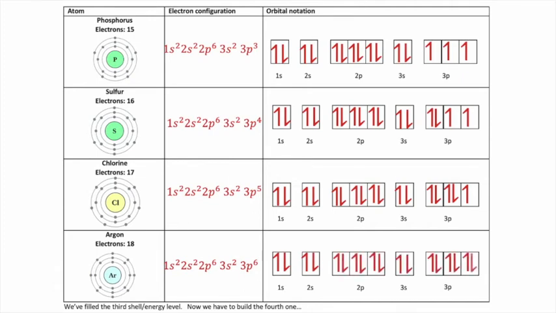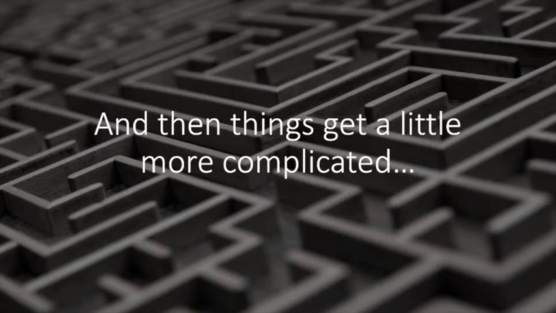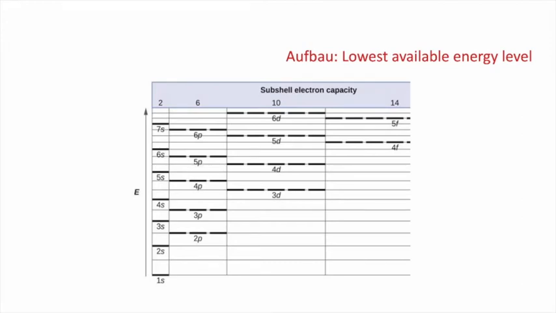When we get to the 4th and 5th rows, things get a little bit more complicated. Let's take a look at our energy level chart. We will see that after the 3p's, the 4s comes before the 3d's. So electrons are going to go in the outer valence orbital, and then as new electrons are added, they're going to be put into the 3d orbital, which is actually an inner orbital belonging to the 3rd shell.